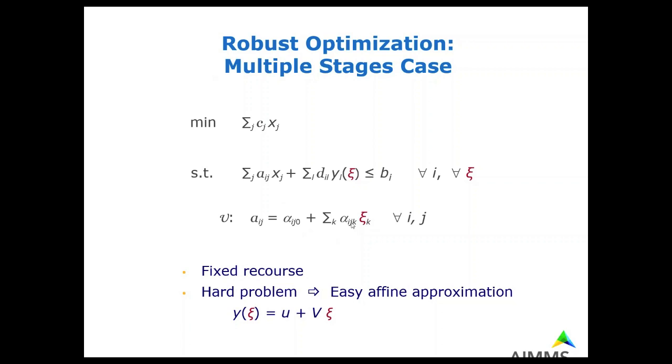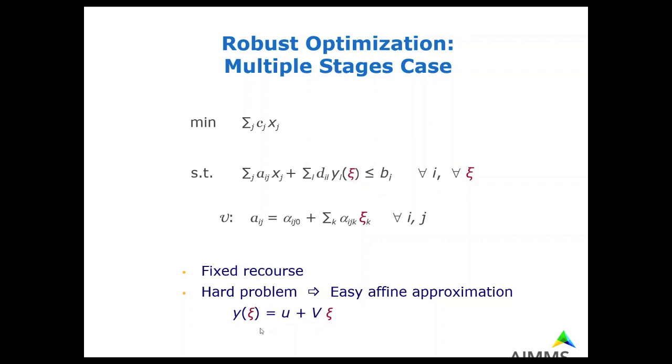Of course, the difficulty comes from the fact that we assume dependency between the adjustable variable and our data, and in general, if we assume any kind of dependency, then the problem is very hard. One way to approximate this problem is to assume a so-called linear decision rule or an affine approximation. This means that our adjustable decisions are assumed to depend linearly on the data, like shown at the bottom of this slide.